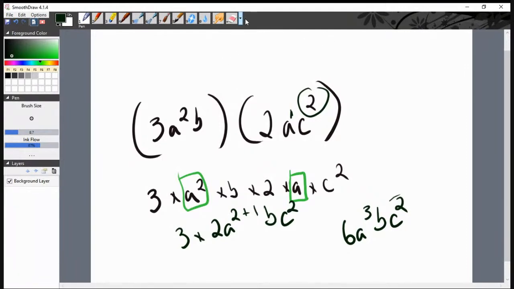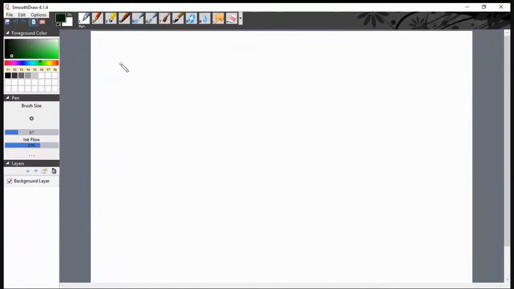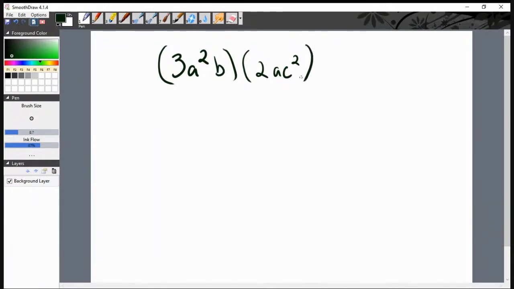So if we did this a little bit different, I know I probably just totally lost you. Let's slow it down, and then we'll get out of here. 3A to the second power B times 2AC. Okay. Multiply the numerical coefficients together.